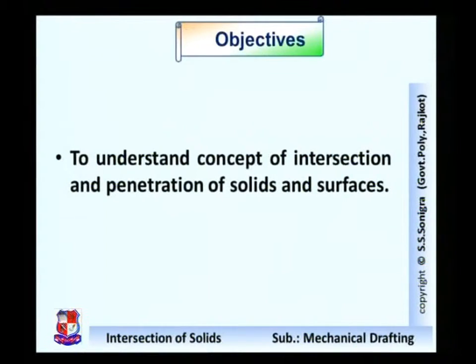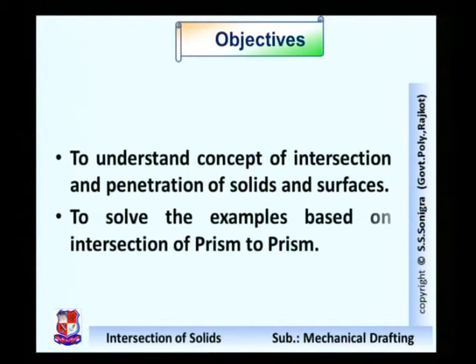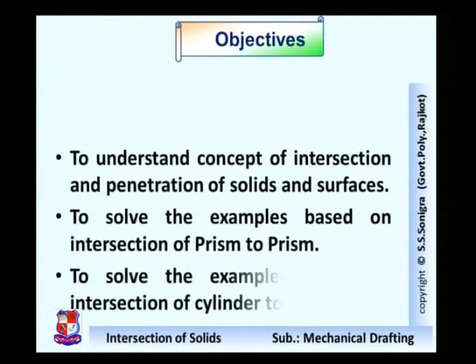We will also cover the objectives mentioned here, that is to understand the concept of intersection and penetration of solids and surfaces, to solve the examples based on intersection of prism to prism, and to solve the examples based on intersection of cylinder to cylinder. So these are the objectives of today's presentation.